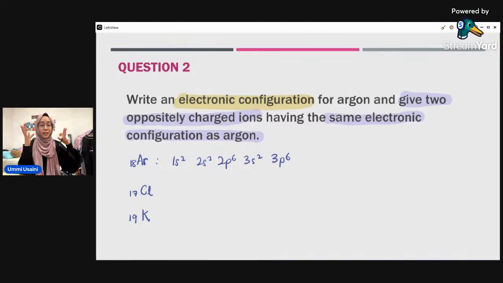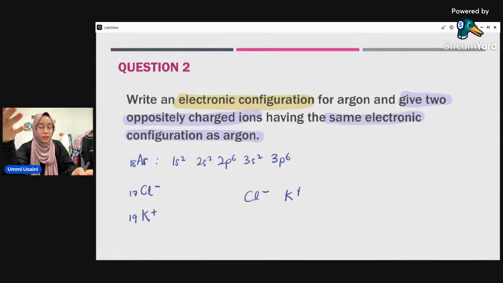So untuk jadikan dia ion, so for chlorine, dia gain one electron, so dia jadi negatif. So potassium pula, dia boleh release one electron, so dia jadi positif. Okay, so your answer untuk yang two oppositely charged ion ni boleh jadi Cl minus, boleh jadi K plus. Kamu nak bagi macam tu pun boleh. Okay, or maybe ada lagi option lain.